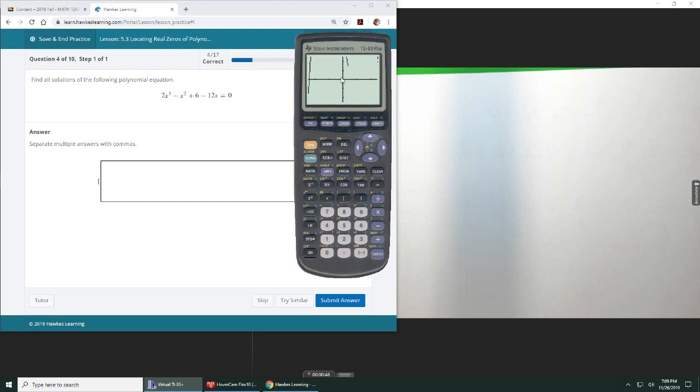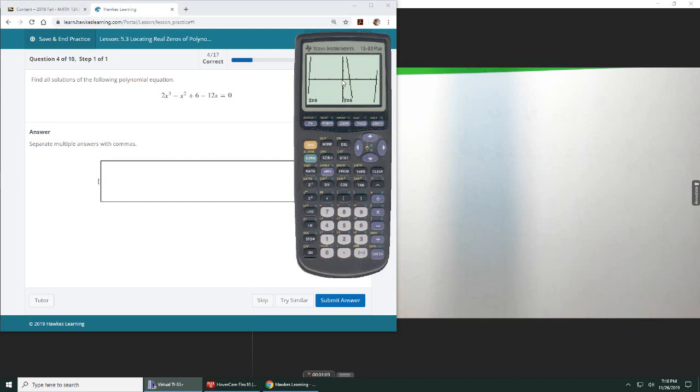Now I have my graph still zoomed in, so I got to go back and change it. So I'm going to go zoom. I'm going to go 6, number 6 for standard. Zoom 6, and it gives us the normal viewing window. Okay, so I still need to zoom in to kind of see what's going on. So I'm going to zoom in, and I'm going to count and see where these are happening.